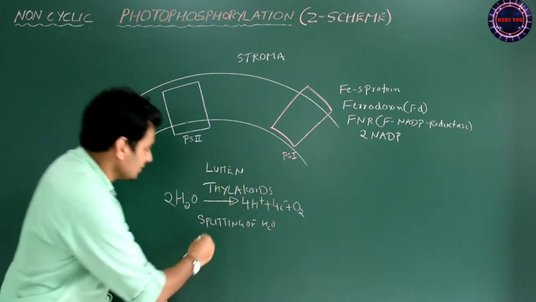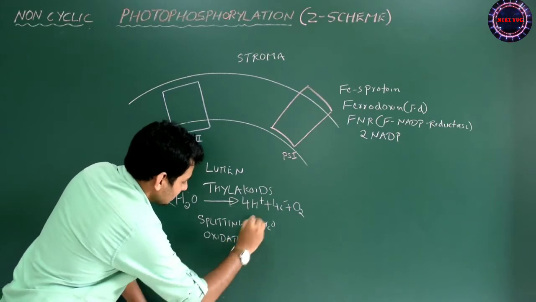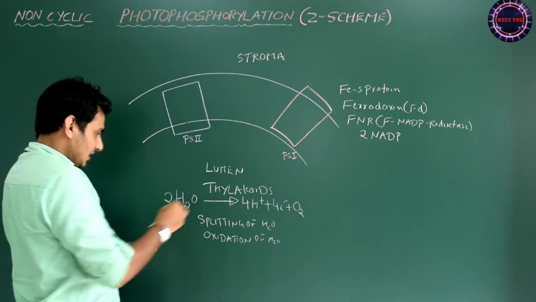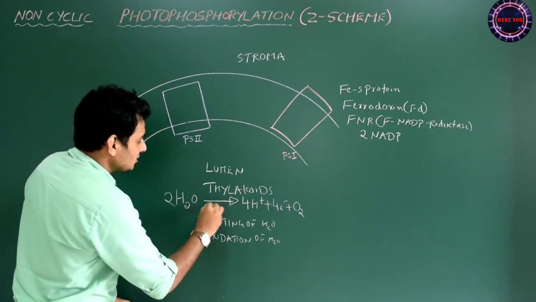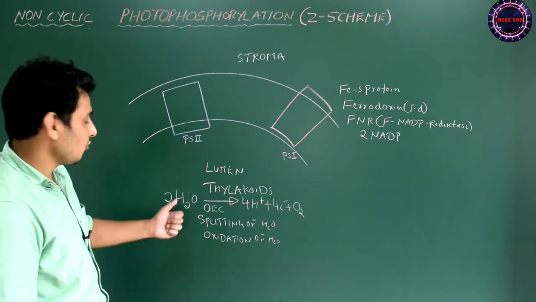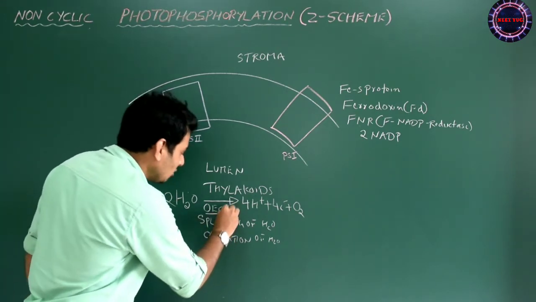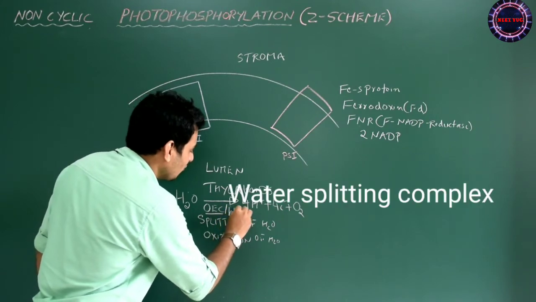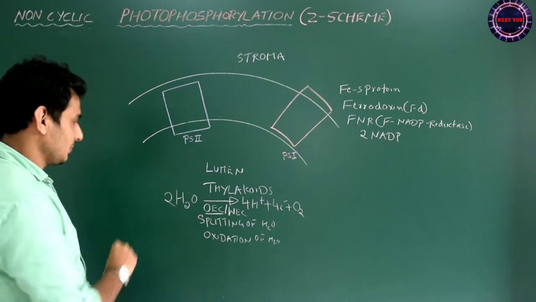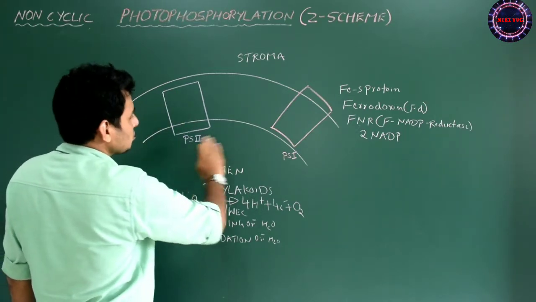The other name of this is oxidation of water. One more name is oxygen evolving complex, because 1 oxygen molecule is produced when the water splits. Oxygen evolving complex, OEC. It can also be called water evolving complex. Got it? So it has got different names. Just remember it, OEC.